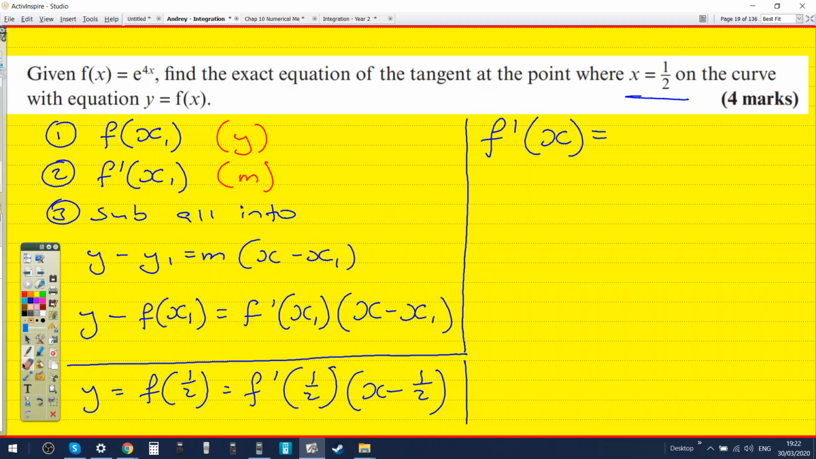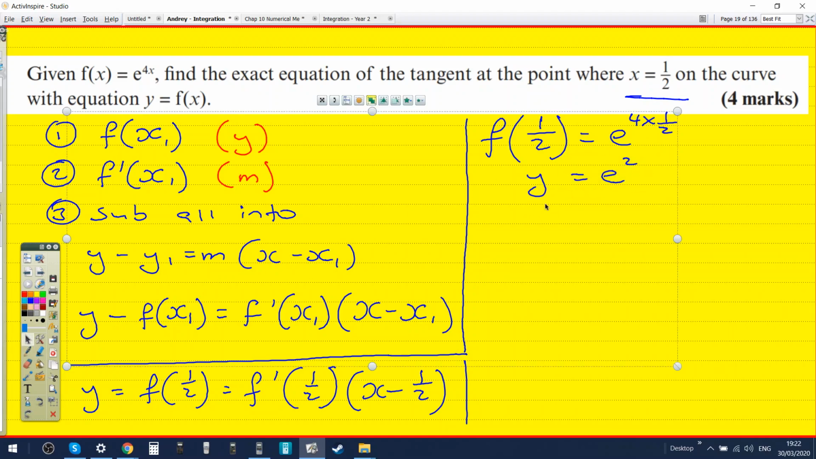What is y? What is the f of x? Okay, so the f of a half is y. You sub a half for x. So it'll be e to the 4 times a half, or e squared. Yep. So y equals e squared, and then do I then need to sub that all into y minus y1 equals m(x minus x1)?